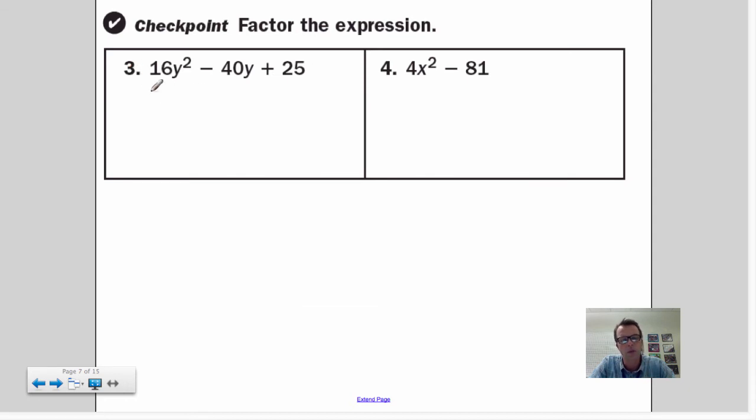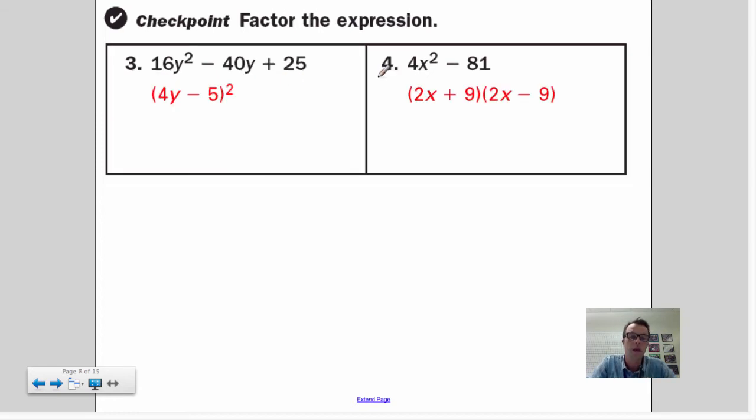You might look and see the 16y squared, let's go to 4y for that, and the 25, the square root of that is 5. And then this guy, 100% difference of squares. See how you can factor them. Go ahead and hit pause. And there are your two answers.